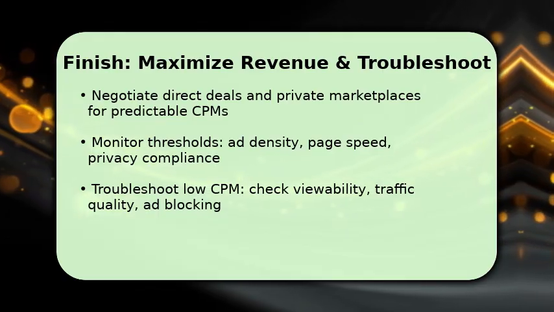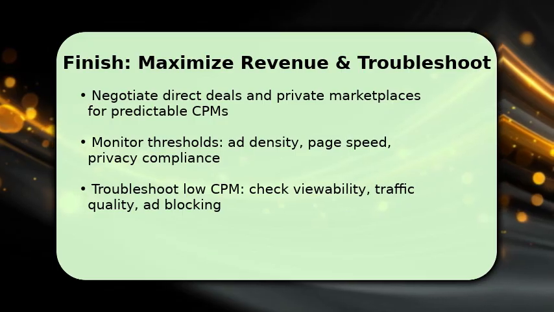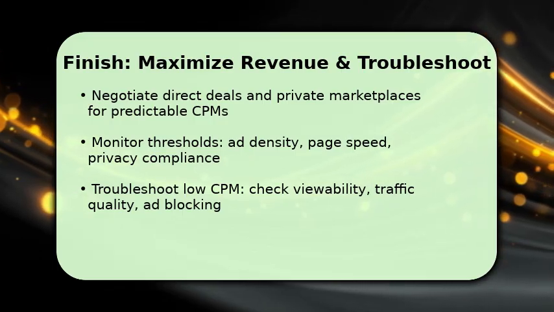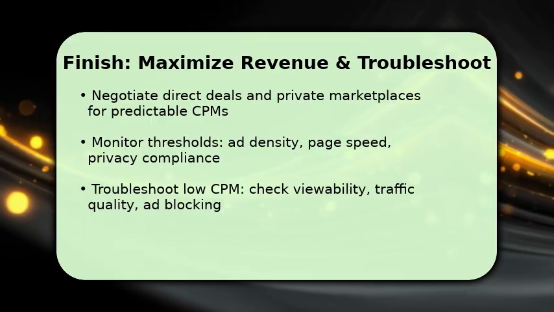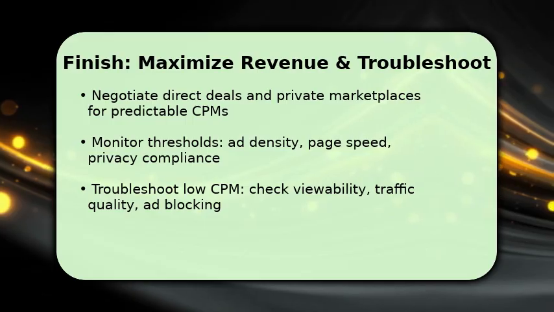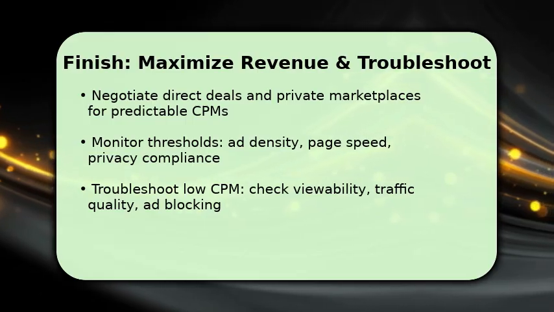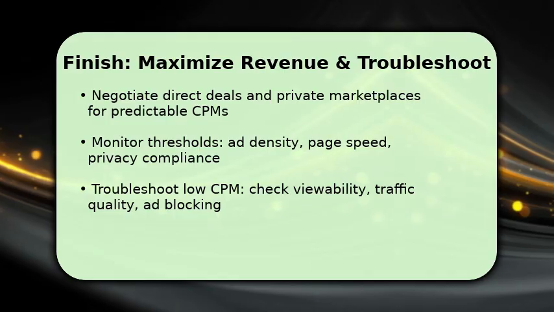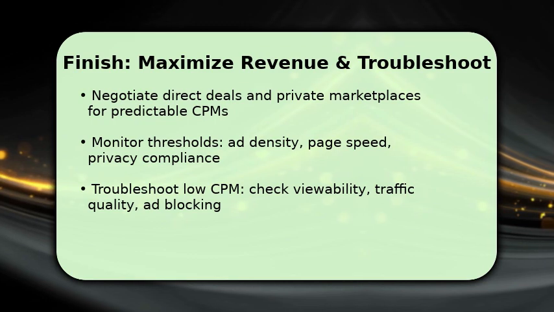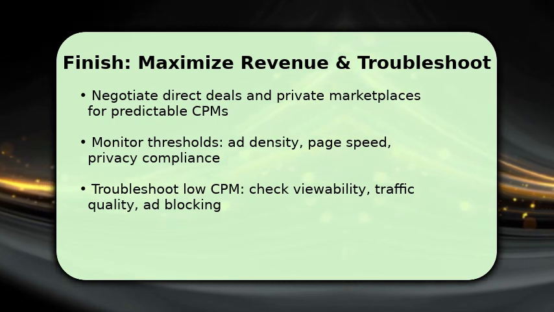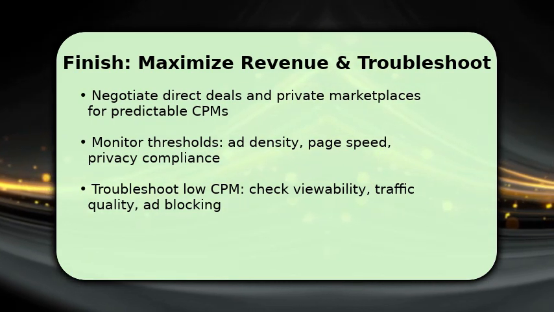Once implemented, audit page speed and ad density regularly, because slow pages or heavy ads kill CPM. If CPM drops, first check traffic quality and viewability metrics, then verify no policy or privacy issues. One key troubleshooting tip: if impressions are real but CPM falls, swap demand partners and reevaluate your bidder setup immediately.